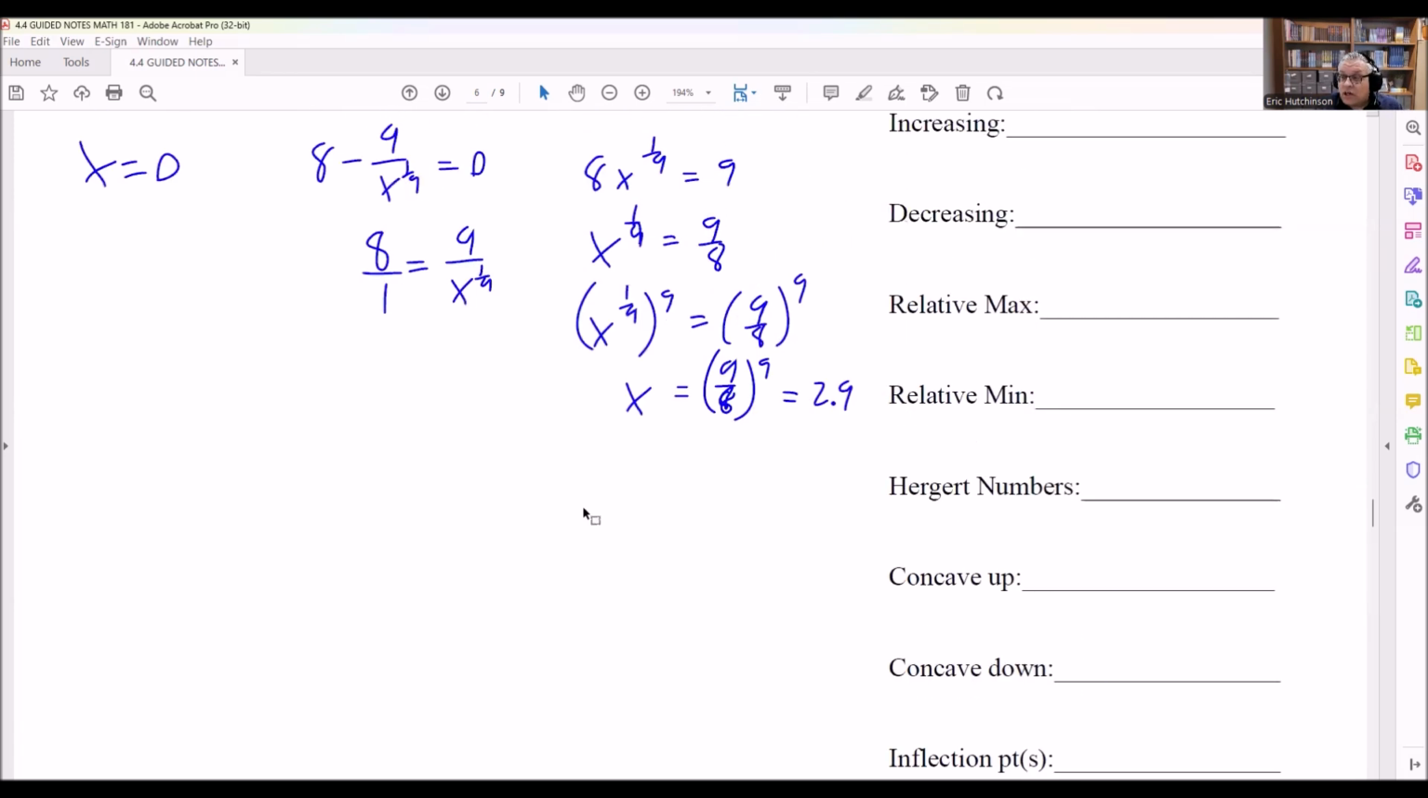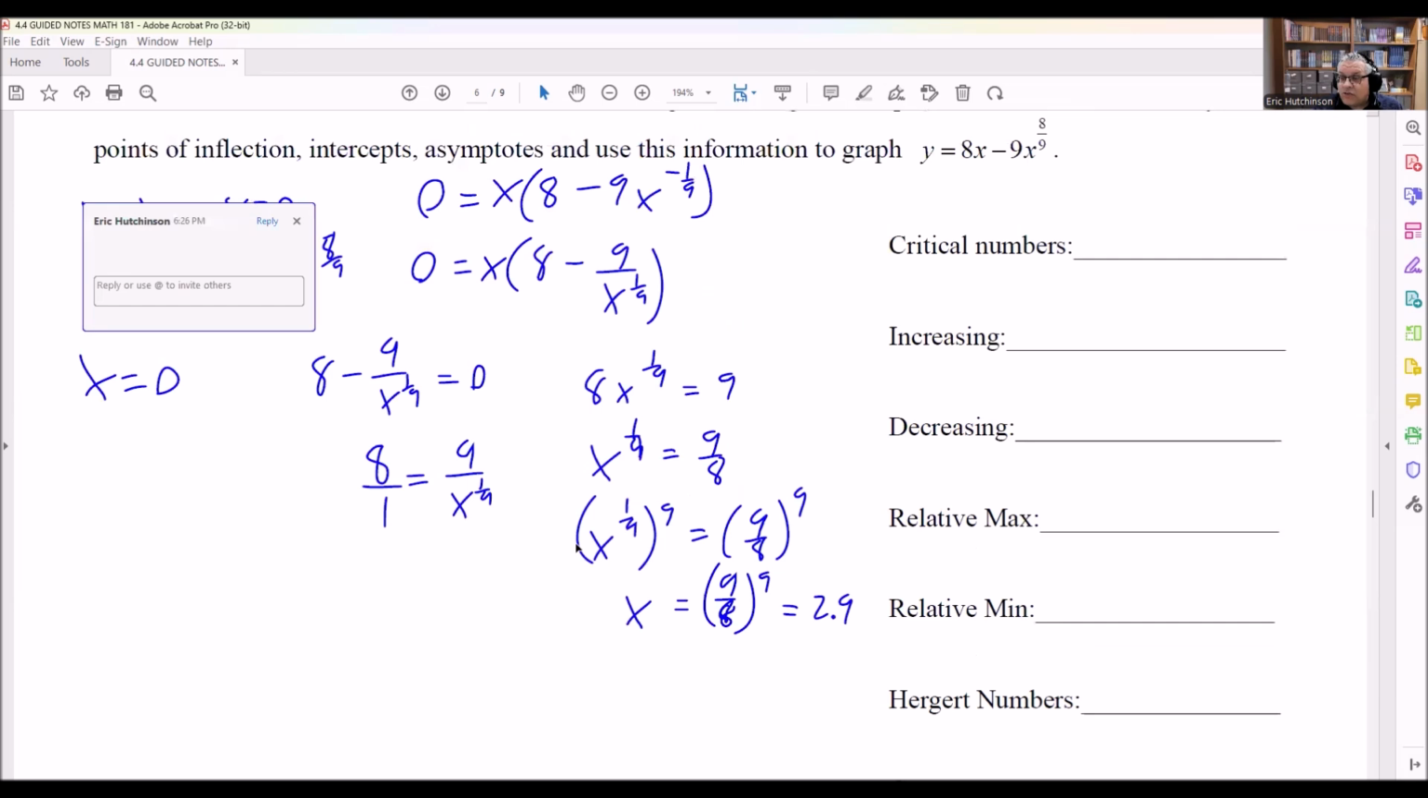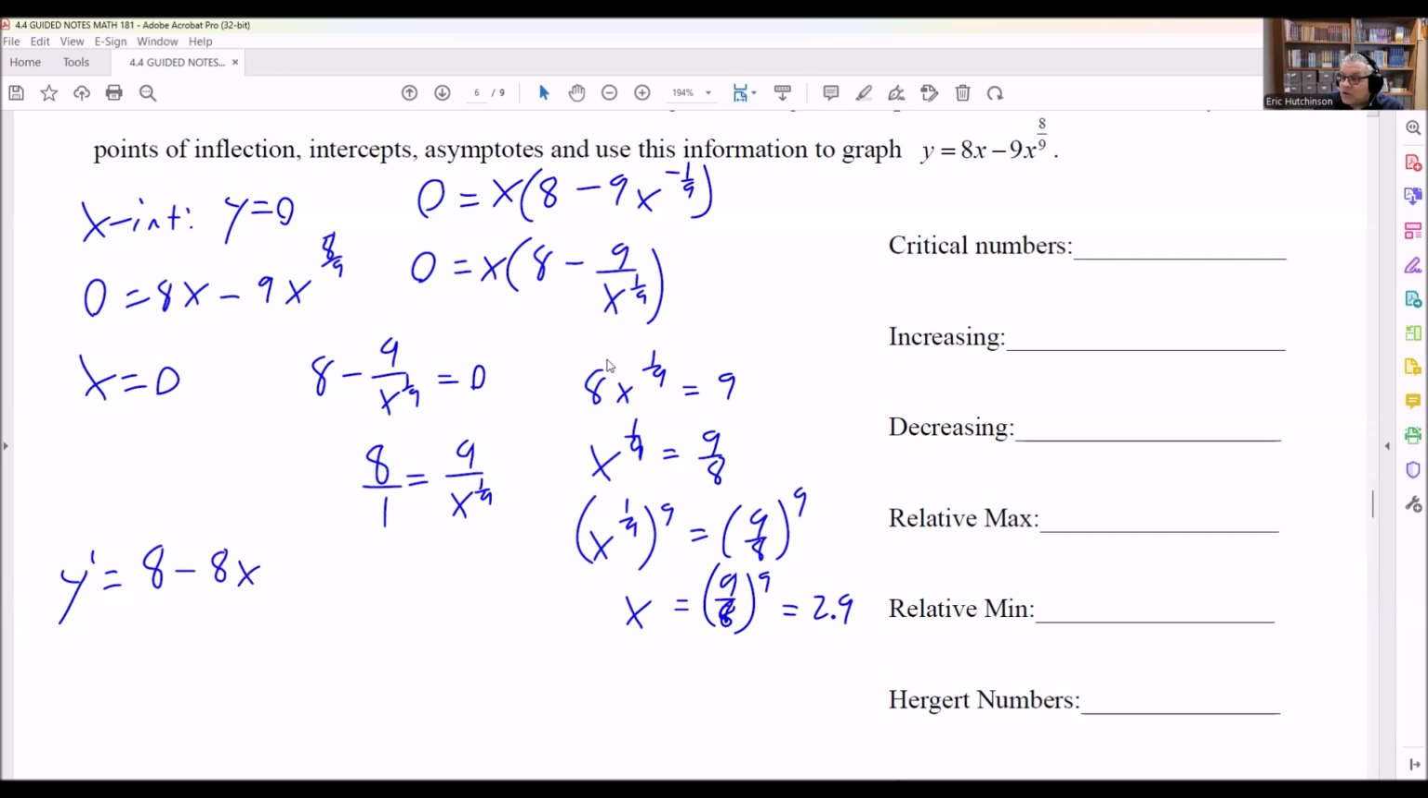So now let's go ahead and continue with finding the critical numbers. If we find critical numbers here, we want to set the derivative equal to 0. So let's first find the derivative. It's going to be 8 minus, and if we bring the 8/9 times 9, we're going to get another 8x. Subtract 1 from the exponent, and that's negative 1/9. We can rewrite this as 8 minus 8 over x to the 1/9. That is our first derivative.